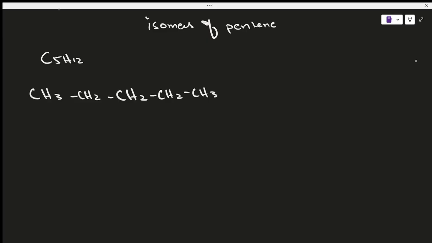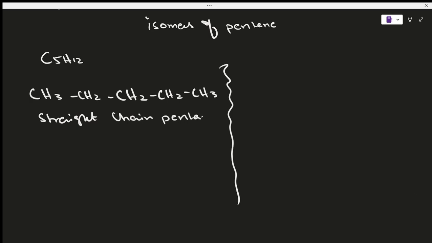CH2 and a CH3. Now this, you should be able to recognize by now that this is a straight chain pentene structure, right? So this is the first isomer. Why? Because what did we say? This is just a way of how we can write C5H12. We can write it this way. We can also write it in a branch format. The more number of ways we can draw the structure of a pentene molecule, the more number of isomers it has. So this is the first one.